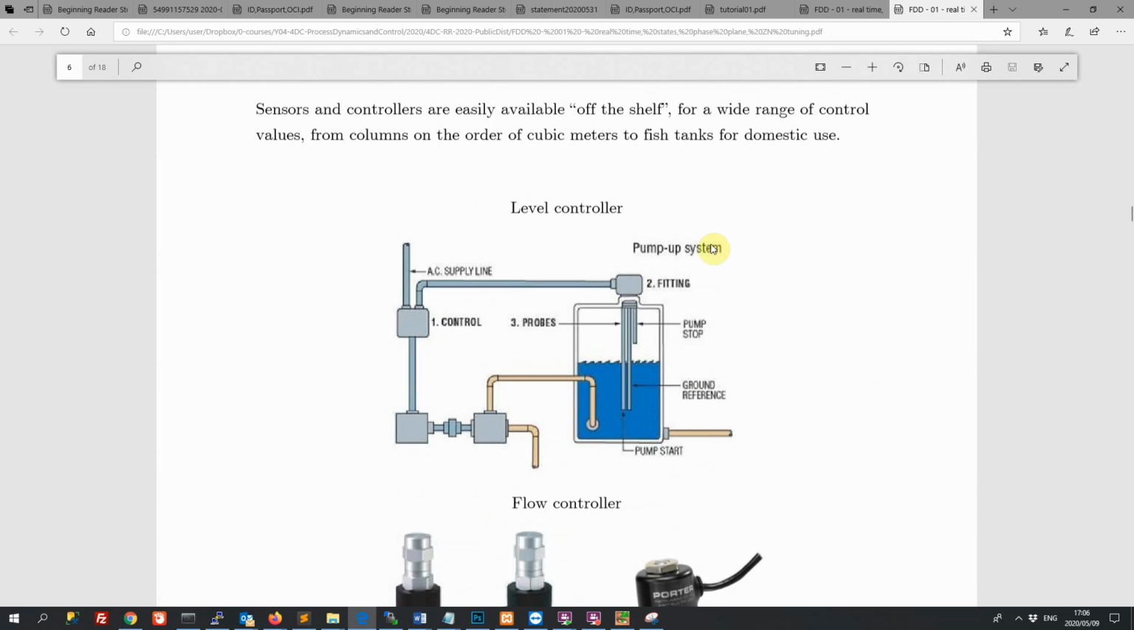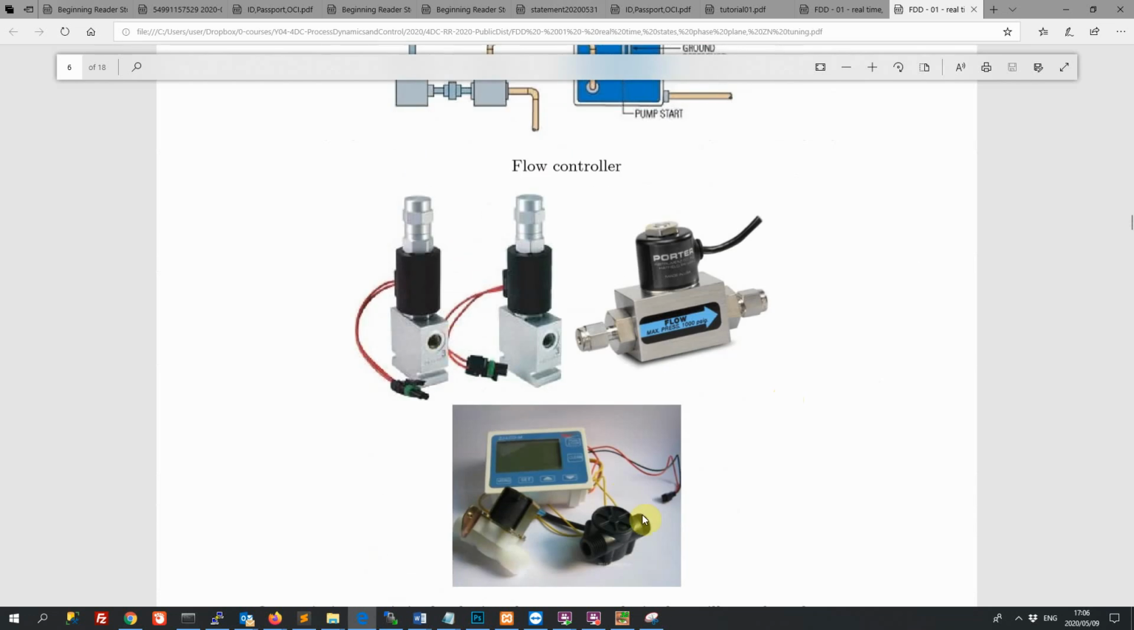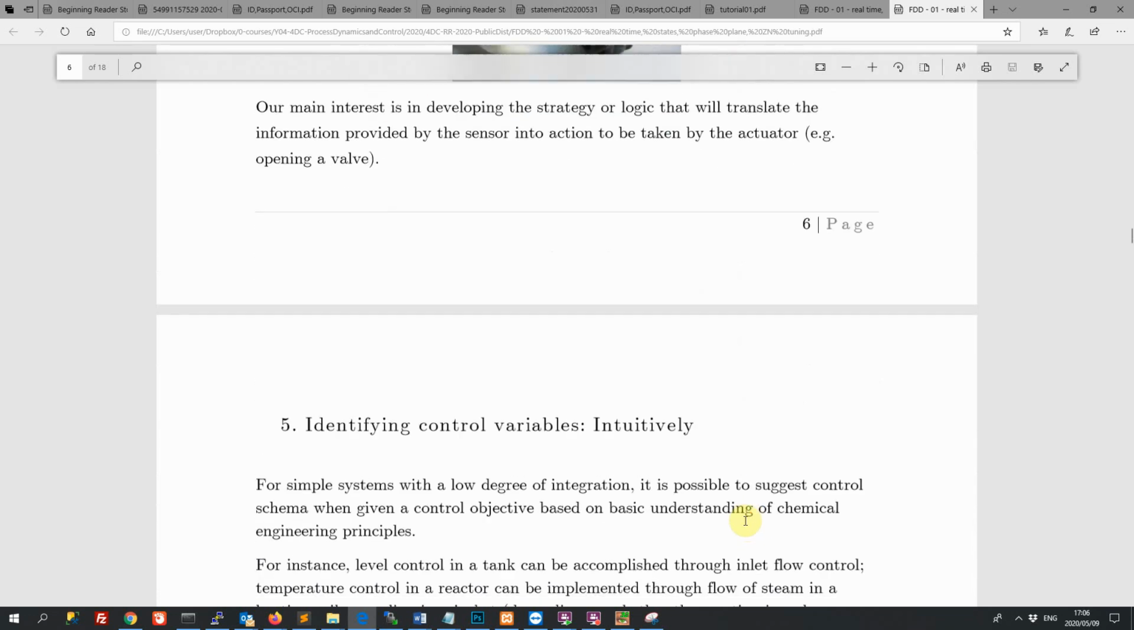So this is just showing how level control is practically implemented. So the difference in those dip tubes and things like that, and that's some real equipment that's used to implement that kind of control.